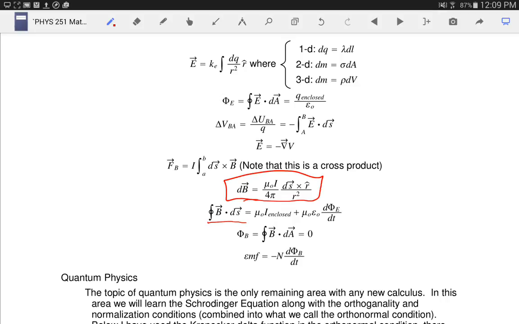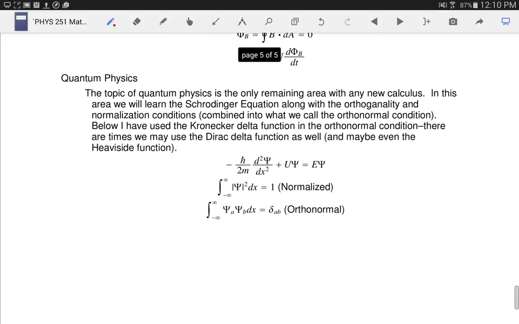It's the most complex of the things we're going to do, probably, is the Biot-Savart Law. And so those are things to look forward to. Cross product is the perpendicular parts. So you're doing the integral of the perpendicular part of the path to the radius, is what that means. Then we get to quantum physics.